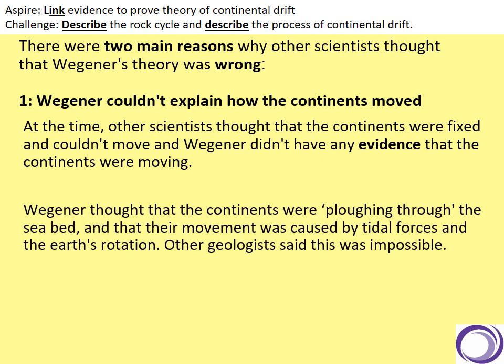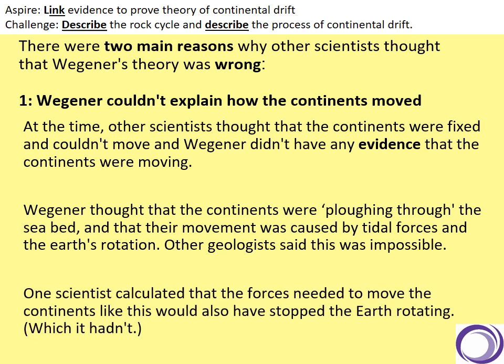He thought that the continents were ploughing through the seabed and their movements were caused by tidal forces and the Earth's rotation, and other geologists said that this was impossible. And in fact, one scientist calculated that the forces needed to move the continents like this would have actually stopped the Earth rotating, which it obviously hadn't. So this was one big sticking point with people believing Wegener. He simply couldn't prove the movement of the continents or give a realistic mechanism by which they were actually moving.